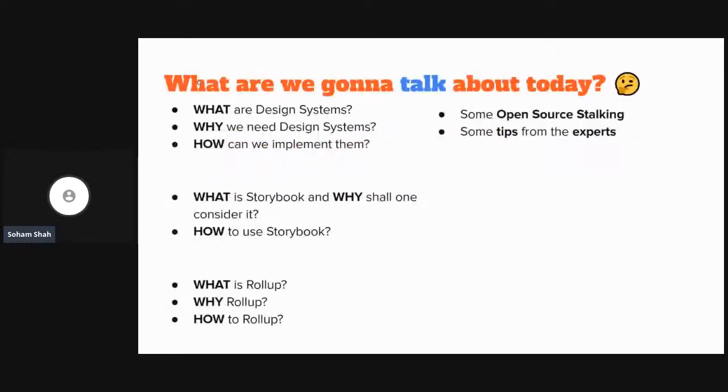So before we start, what are we going to talk about today? We are going to discuss design systems, why we need them, when we don't need them, and how we can implement them. Same goes for Storybook: what it is, what problems it solves, and how to use it. And Rollup, which is the module bundler; we'll touch on the basics of it, why we need it, and how to use Rollup.